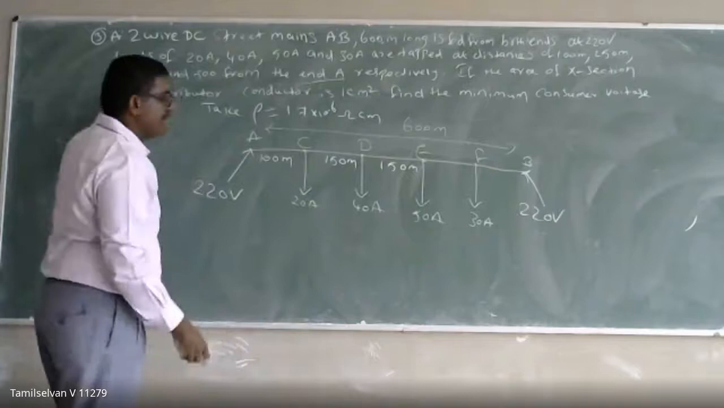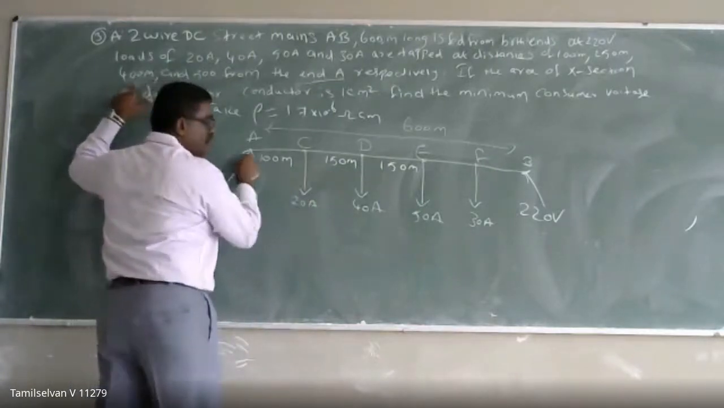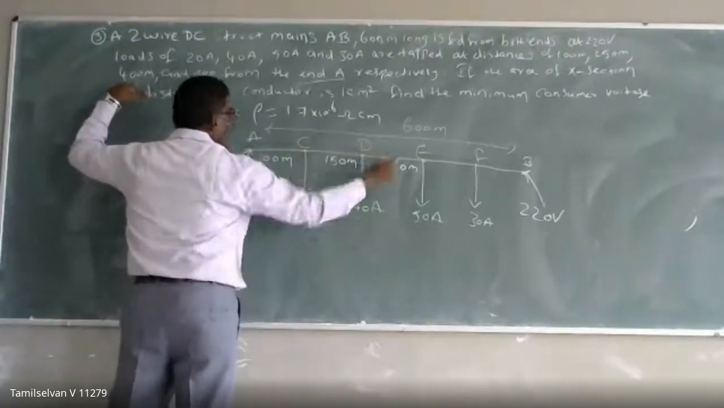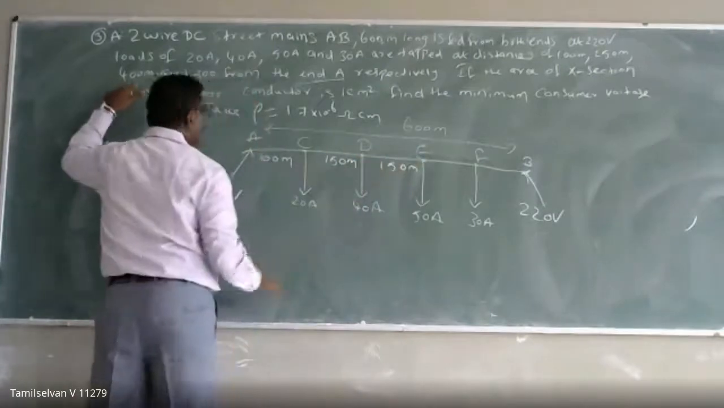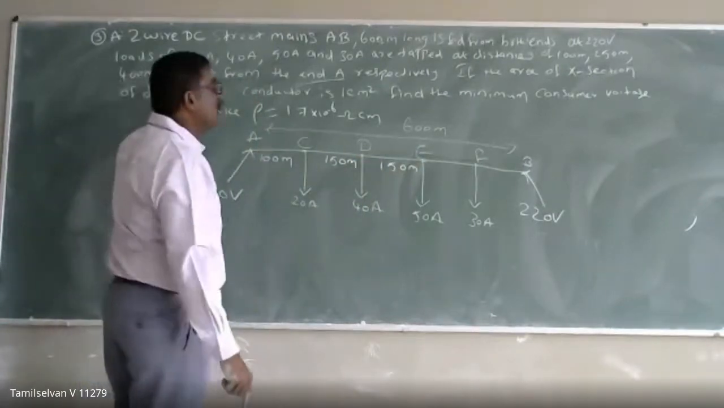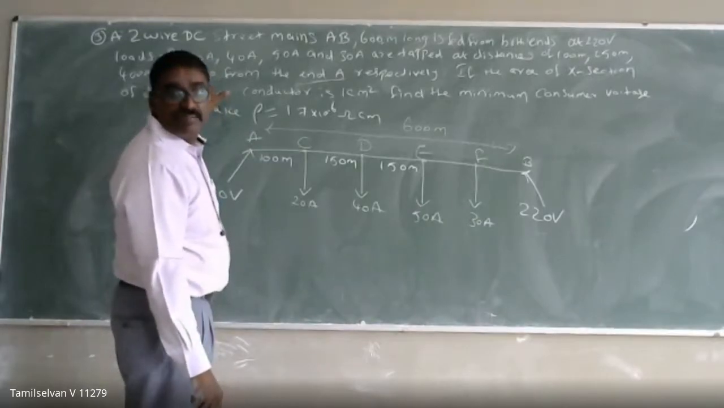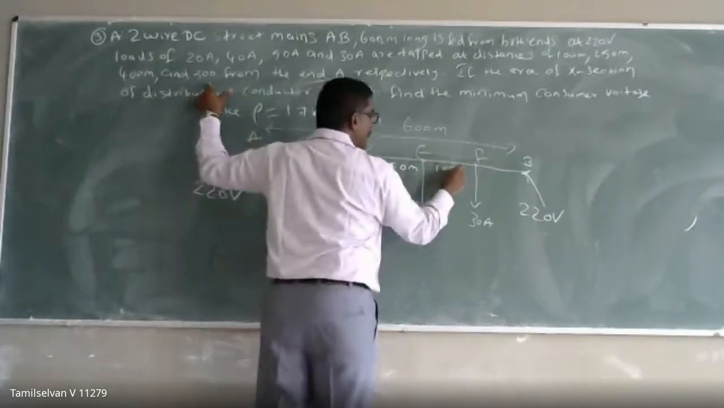It means 400 meters. If you add 150 plus 150, 300 plus 100, 400. Total distance is going to be 400 from A. E point is going to be 400 from A. That means from the D, it is located at a distance of 150 meters. F is going to be 500 meters from A. It means 400 over, and this is going to be 100 meters.